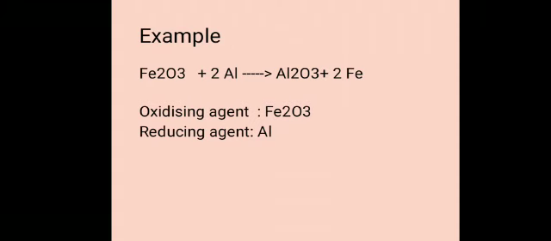So the substance which is undergoing oxidation is the reducing agent. So aluminium is the reducing agent, and Fe2O3 is undergoing reduction, so it is the oxidizing agent. During this reaction, Fe2O3 is undergoing reduction and aluminium is undergoing oxidation. Both are taking place simultaneously. So this reaction can be called as a redox reaction.